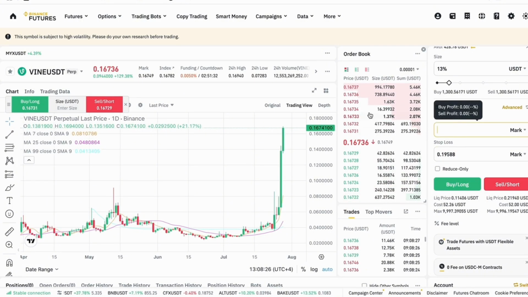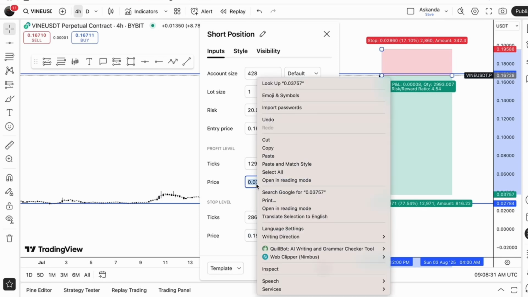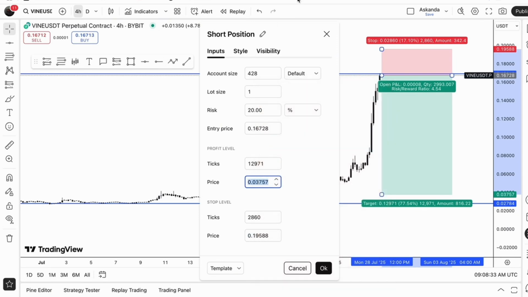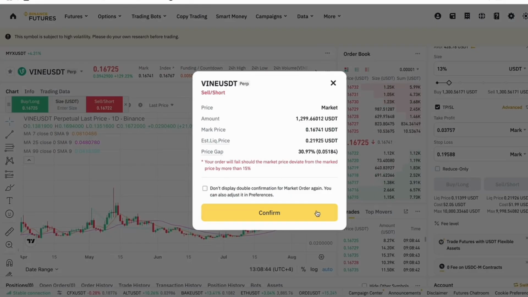in our favor. Then we have our take profit. So we click on this, come to our profit level. Then I'll just input this. Now you can see that our profit is $1,006. Then I'll just click on short position, confirm.